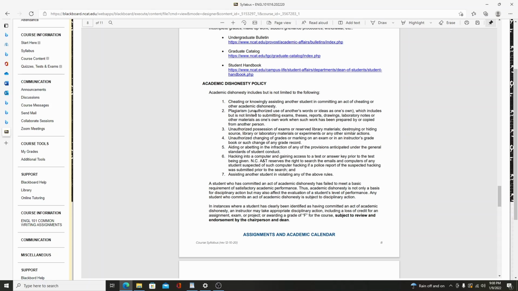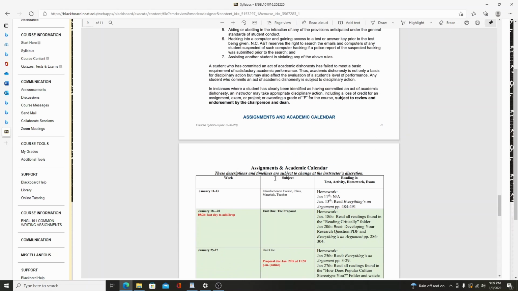Academic dishonesty policy. This is all to say, don't cheat. We'll do an academic integrity course in a few days, where I'll talk more about what is considered plagiarism and cheating. But here it is, according to the university. We shouldn't have any problems, but here it is laid out for you. You can take a second and read that yourself.